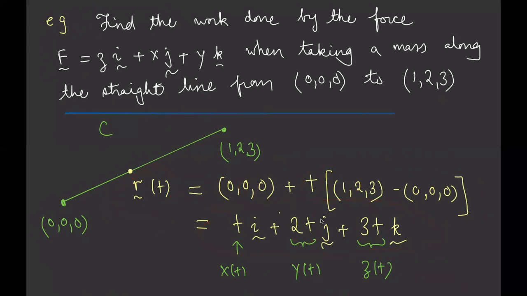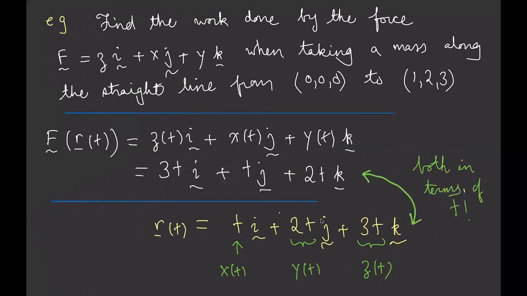A way of thinking about this is that this is my x coordinate. So x is changing with respect to t, and that function is t. y is also changing with respect to t, and that function is 2t. And similarly, z of t is equal to 3t. Okay, so now I've got everything. I've got at least my r expressed in terms of t.